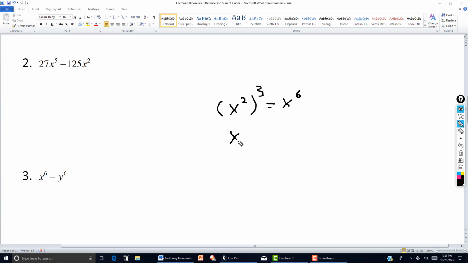But I can also write x to the 6 as x to the third squared. X cubed squared is also x to the 6. And of course, the same thing applies if we put a y there instead of an x. So this tells me that x to the 6 and y to the 6 are perfect squares and they're also perfect cubes. Okay, so here you have an option. You can use difference of squares or difference of cubes. Okay, now I'm going to use the difference of cubes formula.